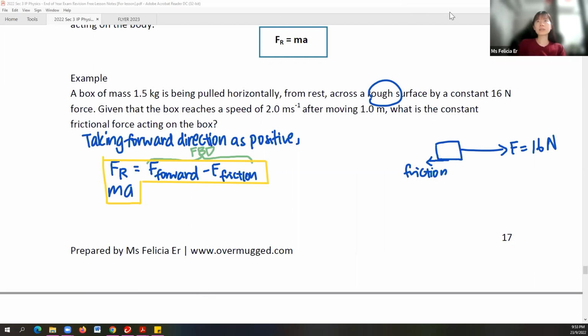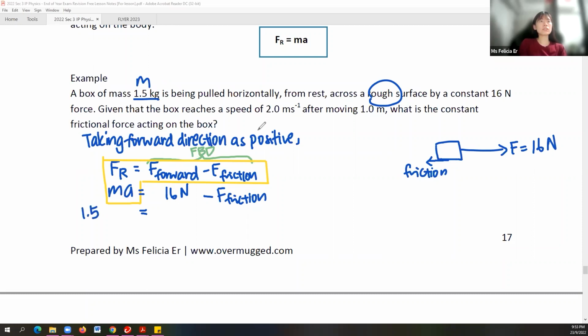Now let's sub in all the values. For the forward force, you know it, right? It is 16 Newton. Then for the frictional force, you are supposed to calculate the constant frictional force, so I will just write in friction. Then continue to sub in M and A. M we know, it is 1.5. Then A, what's the acceleration?